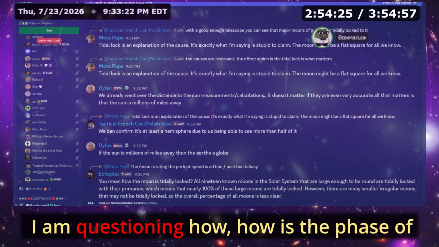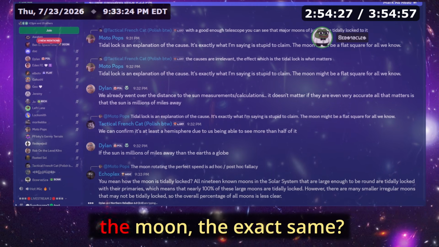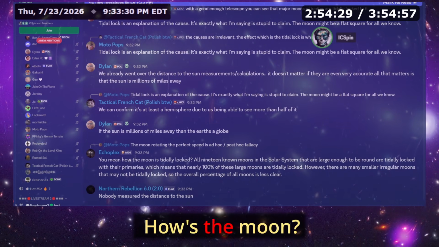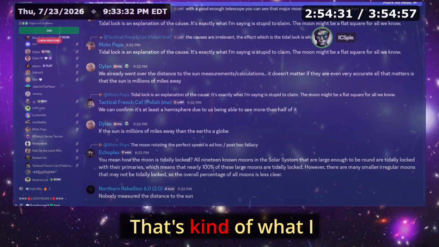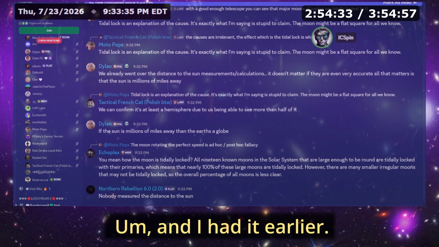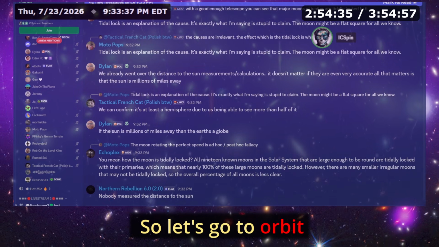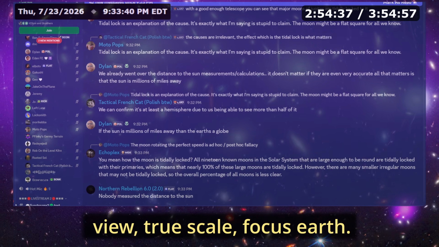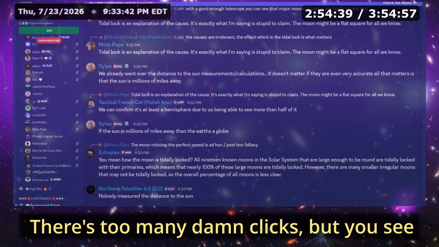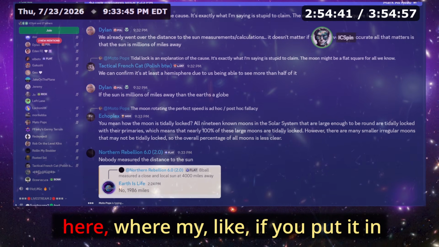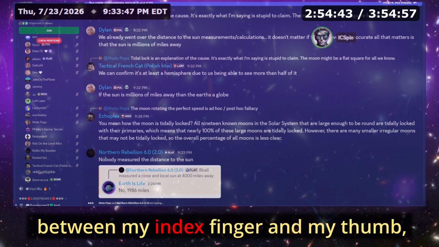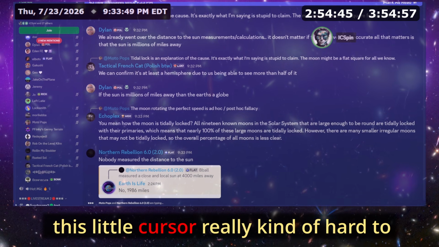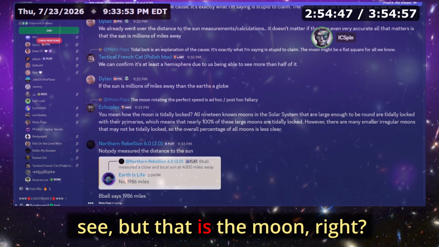Because I am questioning how is the phase of the moon the exact same? How's the moon, because of the scale, right? That's kind of what I was trying to get ahead of, and I had it earlier. So let's go to orbit view, true scale, focus Earth. Just too many damn clicks. But do you see that thing way out there? Like right here, if you put it between my index finger and my thumb, this little cursor, really kind of hard to see, but that is the moon, right?